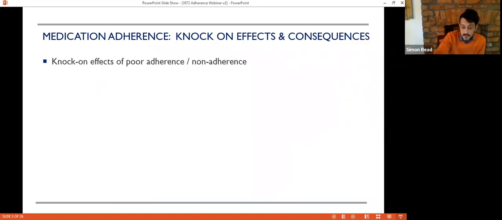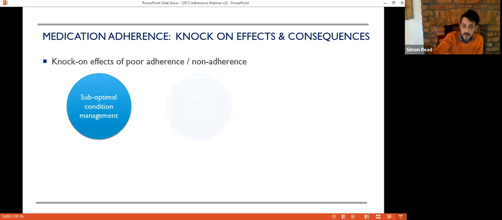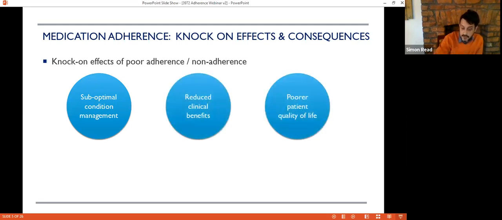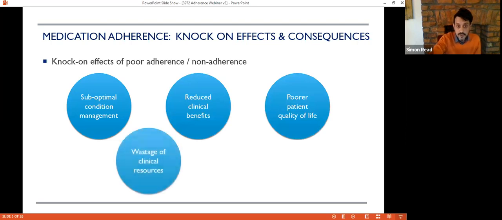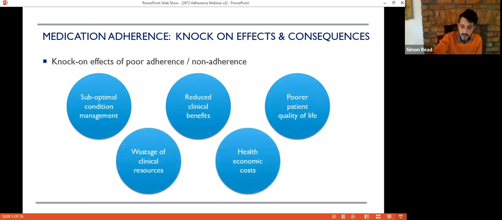Why does this matter? Well, in terms of medication particularly, the issue of adherence is more confounding, given that it can be hard to disentangle whether detected physiological deterioration or condition progression are due to decreased pharmacological efficacy or due to medicine just not being taken. As such, there are multiple negative effects associated with it, which the WHO cite as being suboptimal condition management, reduced clinical benefits and quality of life for patients, wastage of healthcare and clinical resources, and ultimately long-term health economic costs.